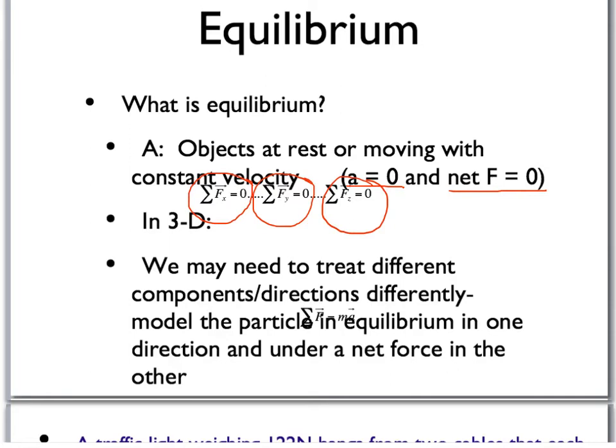We may need to treat some of those components or directions differently. Maybe something is in equilibrium in the y direction, for example, but in the x direction, it's under a net force. So there we would have the sum of our forces being set equal to ma. Just like in the last example, in the y direction, we had an equilibrium and could set the y direction equal to 0. In the x direction, we did in fact have an acceleration taking place, and we could solve that sum of the forces equal to ma in that particular direction. Let's take a look at another example.